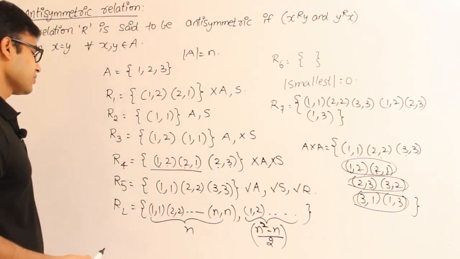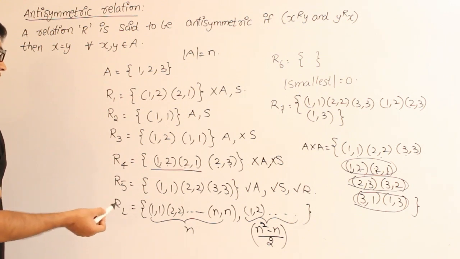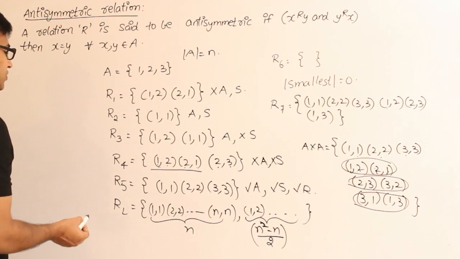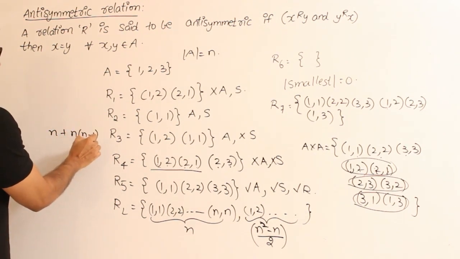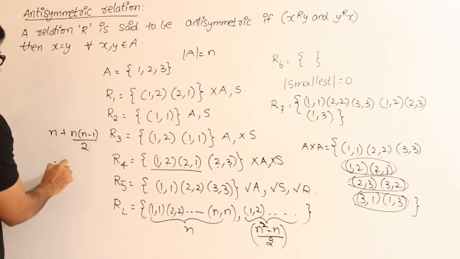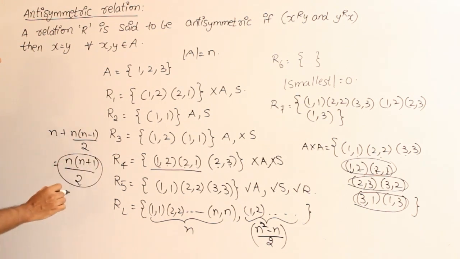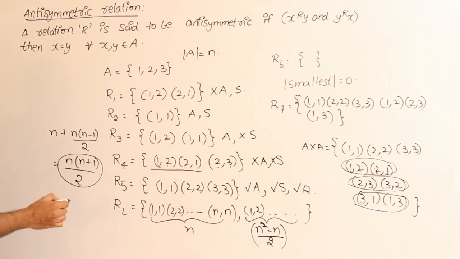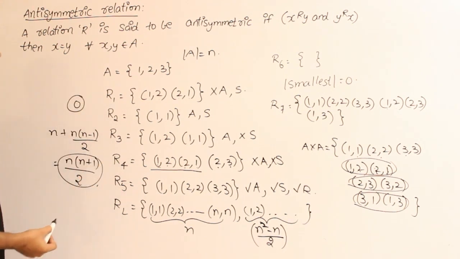So what did you understand from this? The total number of elements in the largest relation which is antisymmetric is going to be n plus n into n minus 1 by 2, which happens to be n into n plus 1 by 2. This is the cardinality of the largest relation which is antisymmetric. What about the cardinality of the smallest relation which is antisymmetric? 0, right? So smallest is 0 and largest is this one.